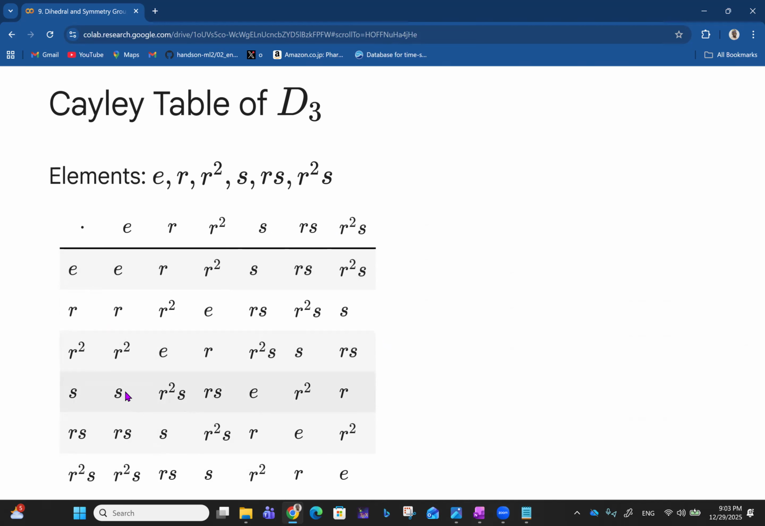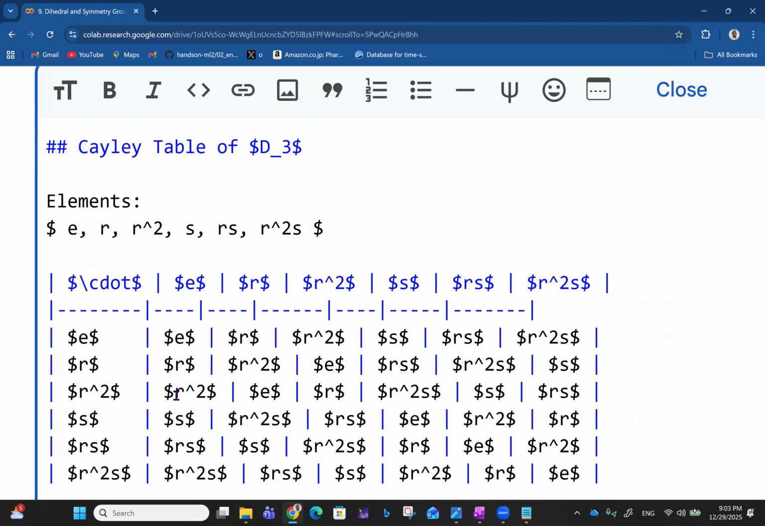S times e is s. S times r is r^2s. S times r^2 is s times r. This should actually be rs, right? S times e is s, yes. S times r should be rs. I think this should be rs.